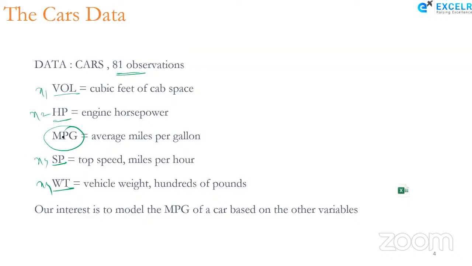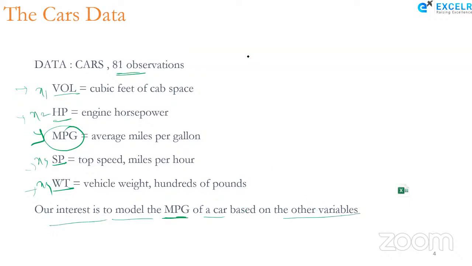So the mileage of the car is dependent on the volume of the car, the horsepower of the car, the top speed, and the weight of the vehicle. So this becomes your Y, or the target variable. Our interest is to model the MPG of the car based on the other input variables.